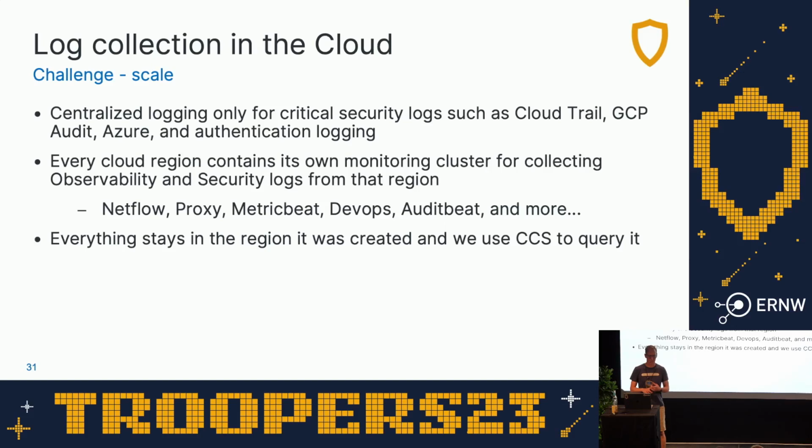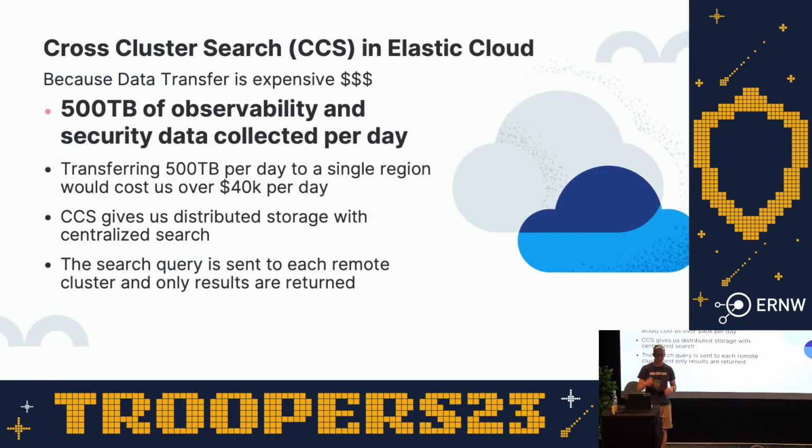They collect the observability logs, and I like to call them observability logs because that means I don't have to pay for them out of my budget. They come out of the observability budget. We're talking about CPU monitoring, uptime monitoring, all of this stuff that the ops team needs to make sure that everything's running perfectly fine inside the cloud. But that also includes the proxy logs, your NetFlow logs, your audit beat logs, your authentication logs. All of that stuff is observability and security data. It's both. And so all of that data stays within each regional cluster, and then we use cross-cluster search to search from it from a central location.